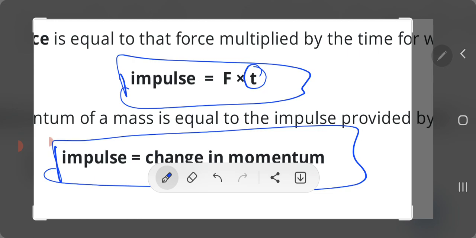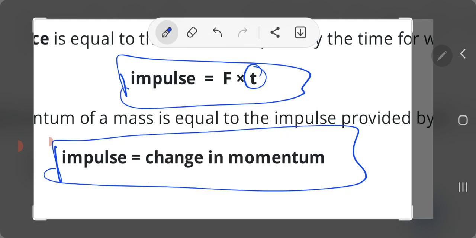So you can also find the impulse by using the formula. If you know the force acting on the object and the time of contact, you can easily calculate the impulse by using both formulas, force into time as well as change in momentum. The formulas are very important. So write the formulas in your papers, because formulas also carry marks. And one thing should be clear in your minds: be careful about the units.